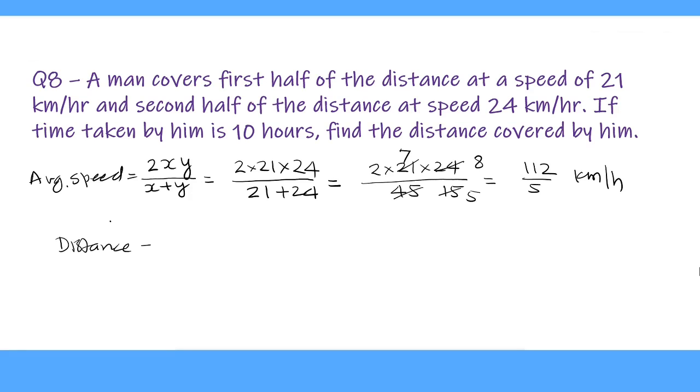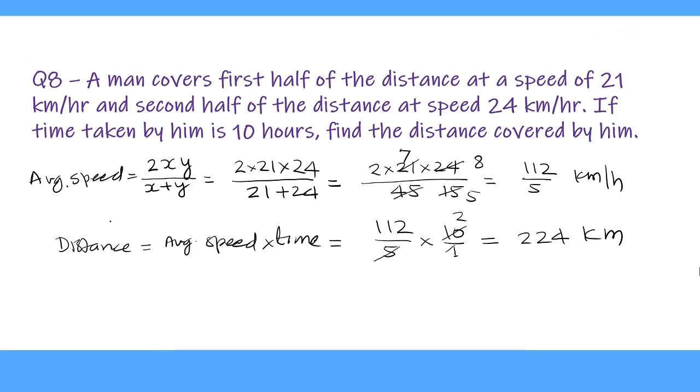Now distance equals average speed multiplied by time. This gives us 112 upon 5 multiplied by 10. We cancel 10 by 5 for 2 times. So the distance is 112 multiplied by 2. It is equal to 224 kilometer. This way we can solve this question.